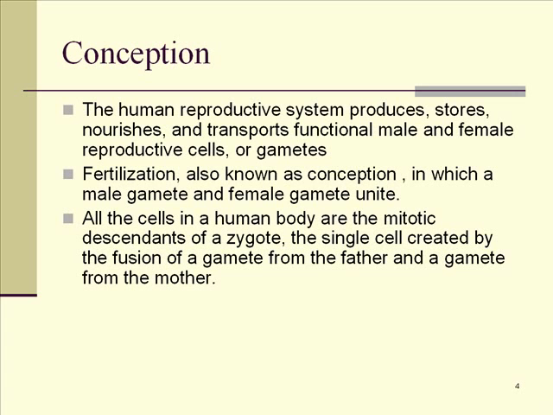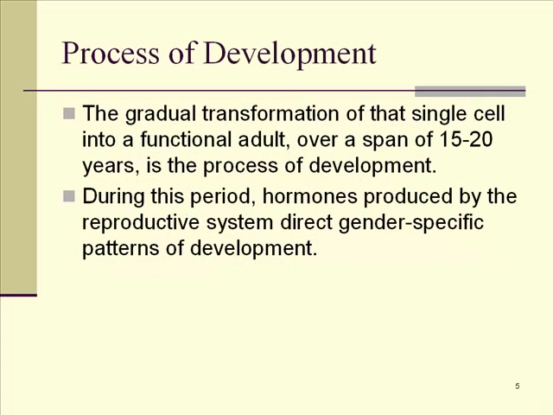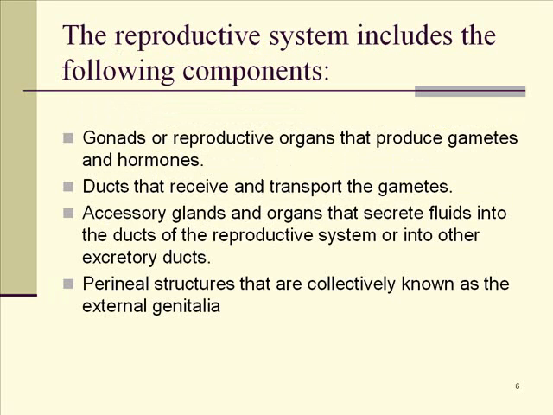And all the cells in the human body are the mitotic descendants of a zygote, which is basically a single cell created by the fusion of gametes from the father and the mother. In the process of development, we see a gradual transformation from a single cell into a functional adult, which obviously is millions of cells, and spans 15 to 20 years of development. This process is referred to as human development. Now, during these periods, there are hormones that also cause effects in the development of these developing cells. Hormones produced by the reproductive system tend to direct the gender-specific pattern of development. We'll talk a lot more about some of the hormones involved in this process as well.